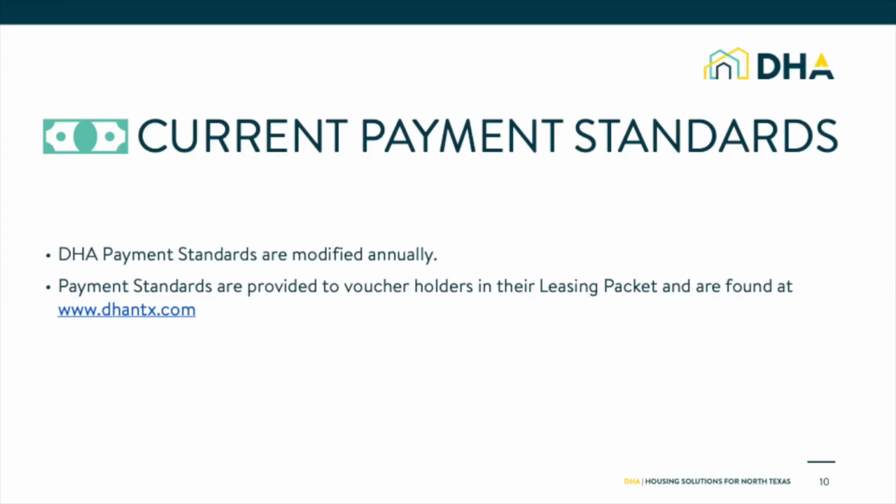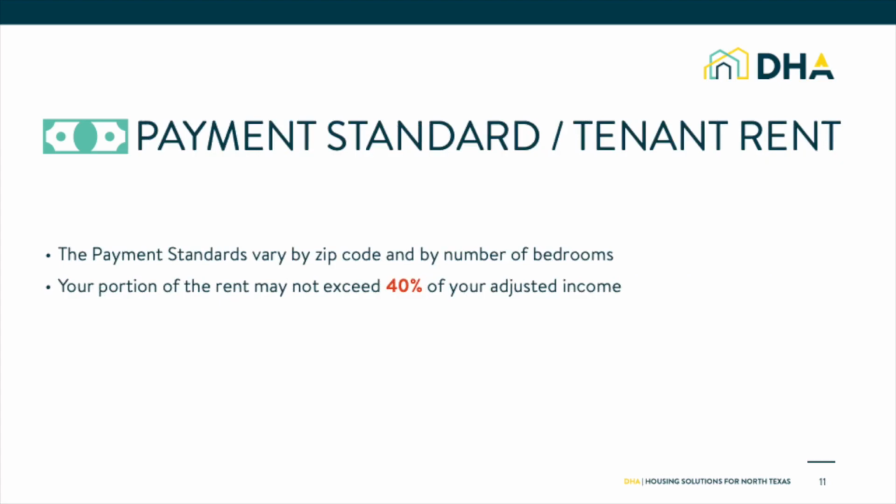Now let's turn our attention to payment standards. Payment standards are established every year by the Congress. For the current fiscal year, the payment standards are listed in your briefing packet. Additionally, the payment standards can be reviewed on our website under Applicants and Residents. The payment standard is a guide to help you shop for a suitable dwelling. Savvy program participants find dwelling units with rents that are equal or less than the applicable payment standard.